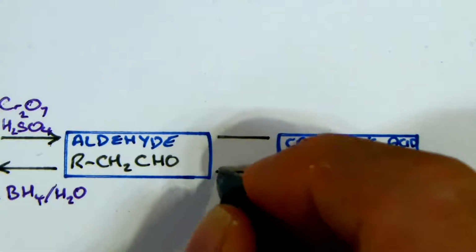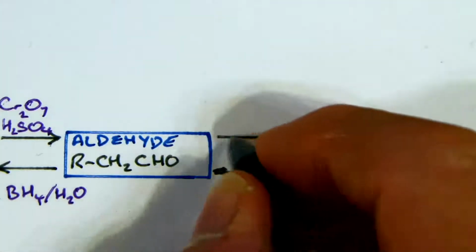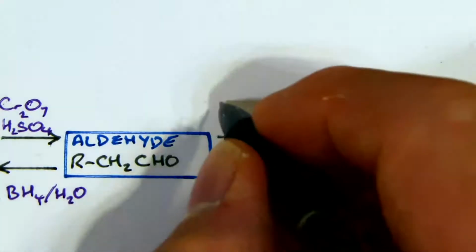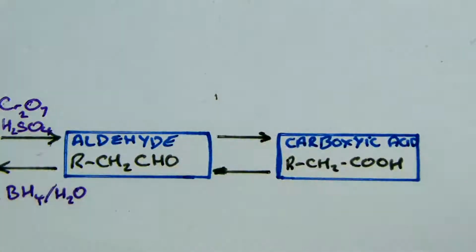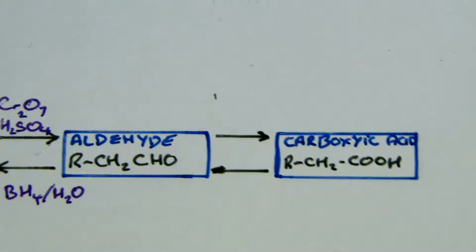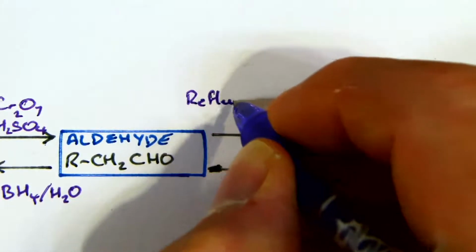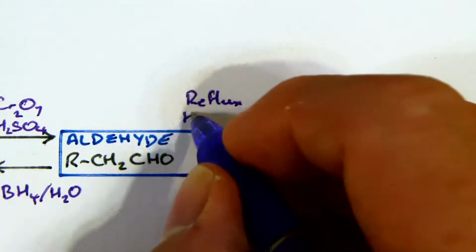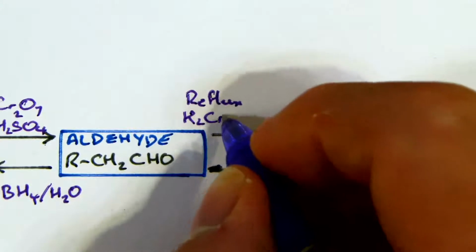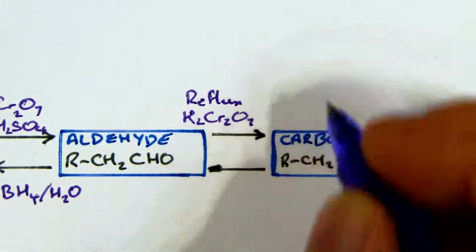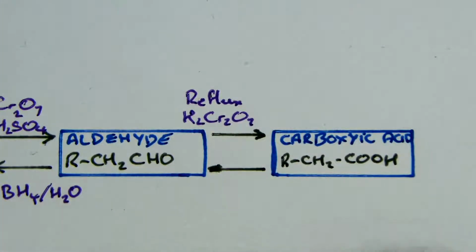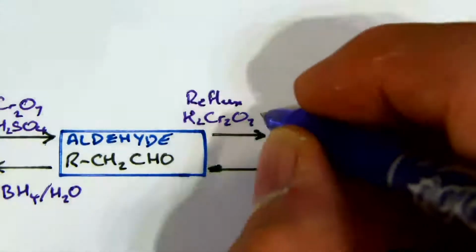To achieve this, all I need to do is simply reflux it. So let's try to be consistent with the colors, and I will reflux with K2Cr2O7 plus, of course, it's going to want this acid.